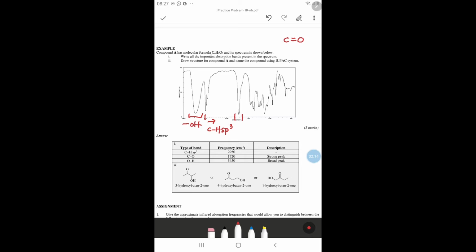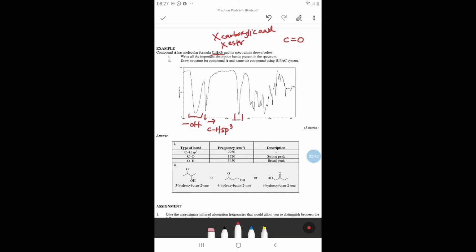So from the molecular formula here, C4H8O2 is not a carboxylic acid, and it's not an ester. Why? Because you have the OH here and you have a carbonyl here. So this spectrum is actually a combination of two classes of compound, which is the carbonyl and the alcohol. What else do you have?